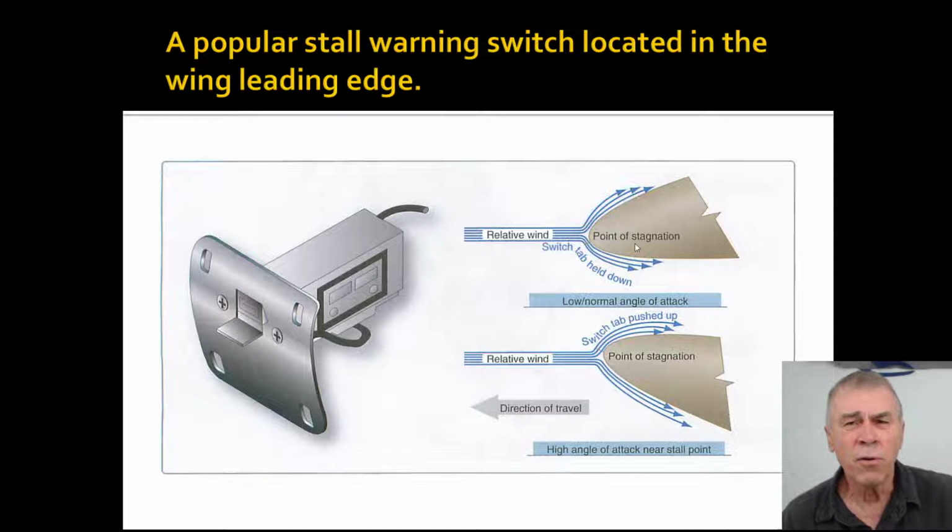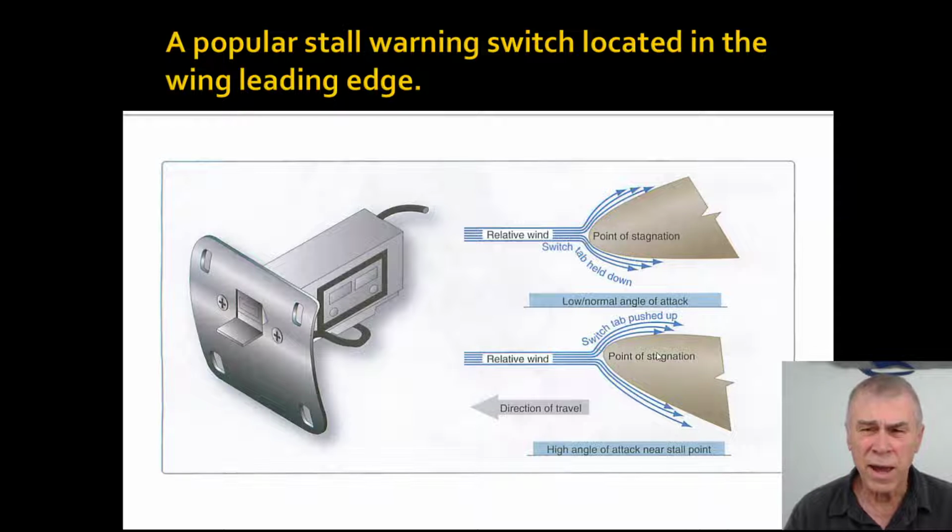And you can kind of see how it works. If you're traveling normal, the tab is going to be held down, and you can't really see the tab much in here. It's right in this part because the wind is keeping it down. But as soon as your pitch increases, then the relative wind is going to shoot it back, and it's going to warn you with a buzzer sound.